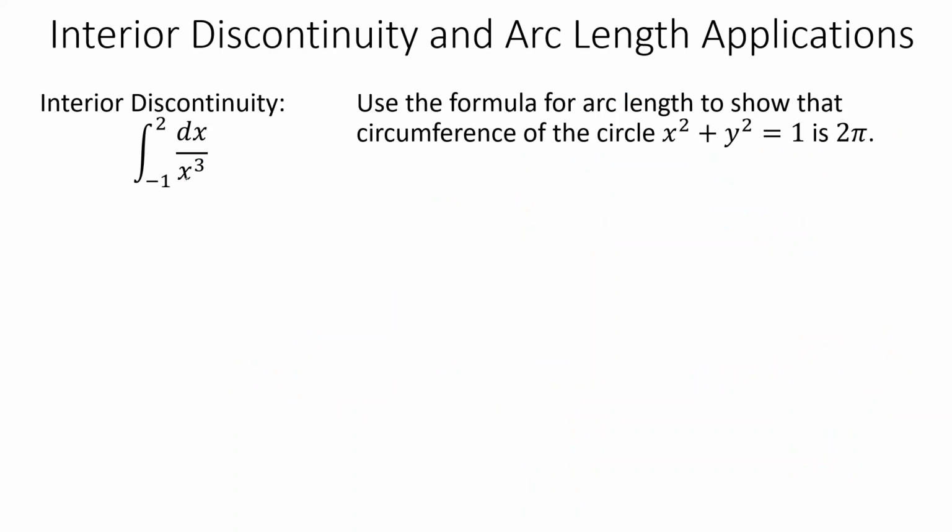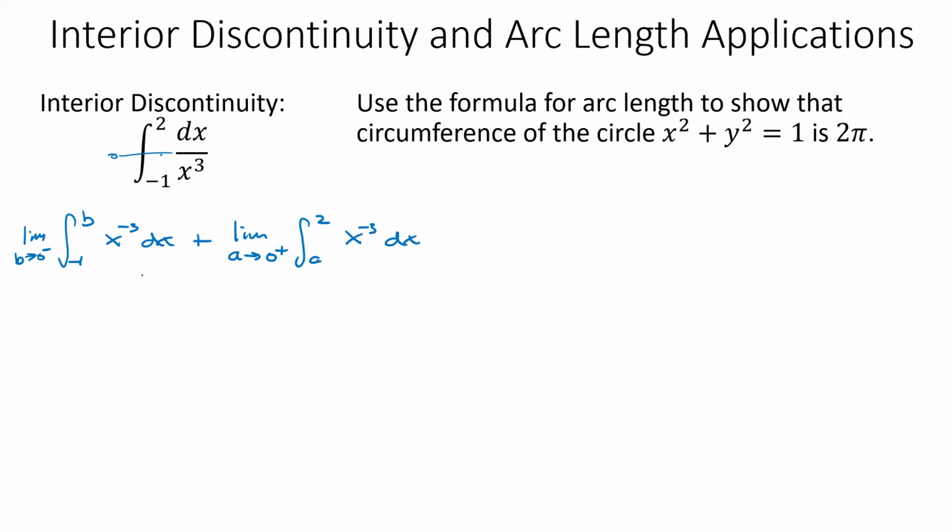All right, now we could also have a discontinuity somewhere in the middle. Like this guy has a discontinuity right at 0. So what we would have to do is break this and say this is the limit as, say, b goes to 0 from the left, from negative 1 to b, of x to the negative 3 dx, plus the limit as, we need a different letter, so we'll say a goes to 0 from the right, of a to 2, of x to the negative 3 dx.